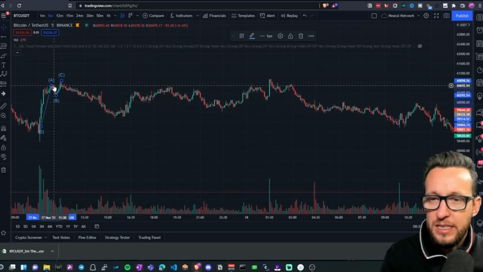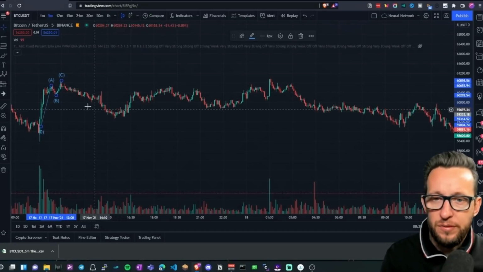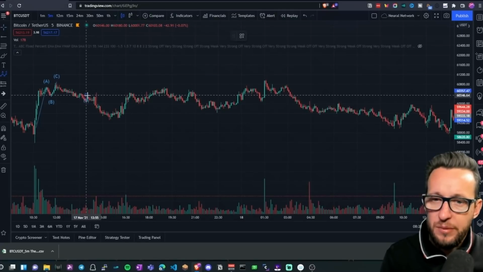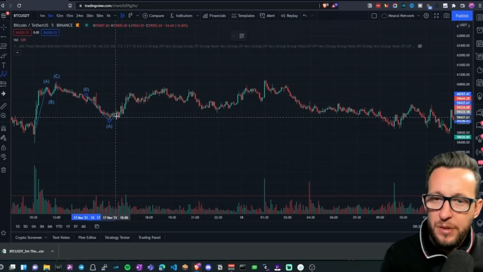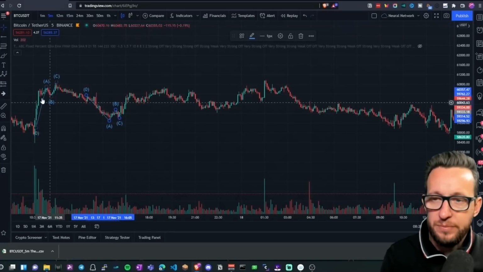Because the A is above the C, and then it breaks down below the A. So that is a good valid entry. Now we have another one in the other direction just here. We come all the way down here. But the problem with this one is that it wouldn't have wicked enough down to actually give us a long position. So that one would have been invalid.